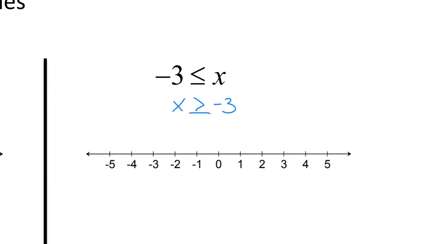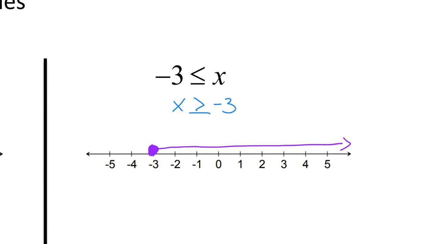So what that means is I am going to have a closed circle on top of the negative 3. Now you also have to understand what direction the arrow is going to go. Look at the arrowhead: the inequality is pointing to the number. When that happens, the arrow is going to go to the right, like this. If the inequality is pointing to the variable, then you go to the left.